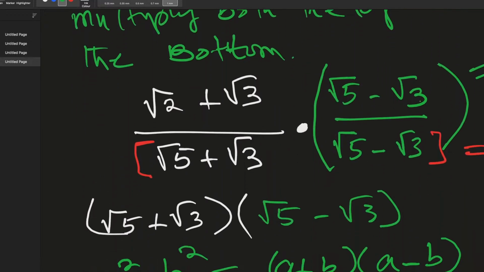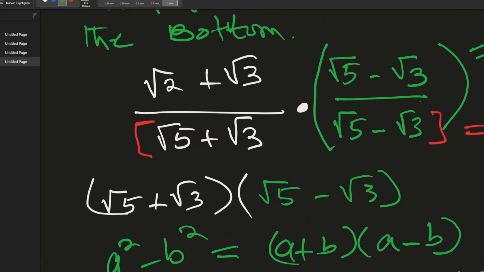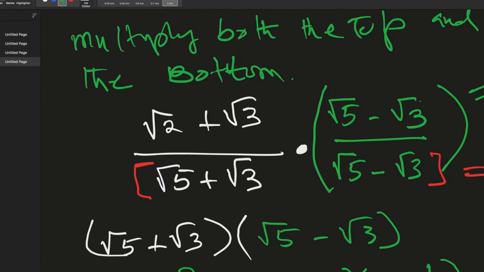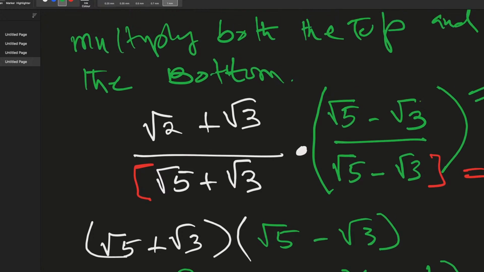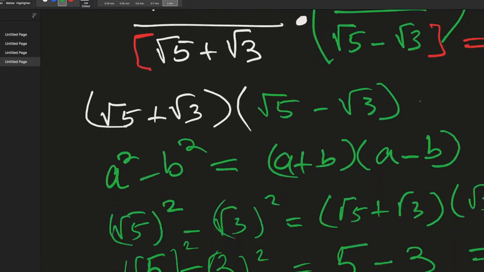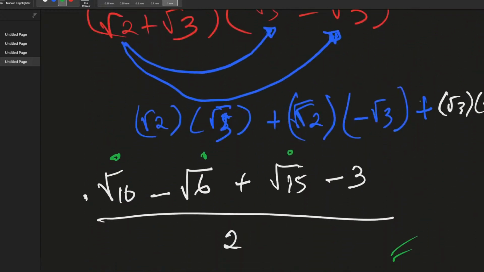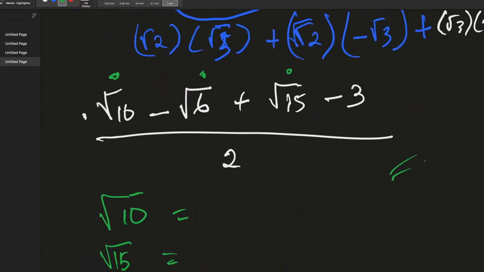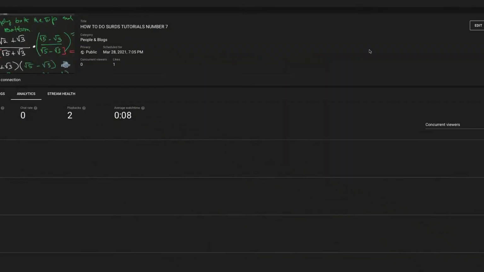You know, multiply that one by that. Root 10, root 15, yeah. So we'll come here, root 10, root 6, and that is what we leave our answer with. So friends, take your time and go through it, and you will enjoy.